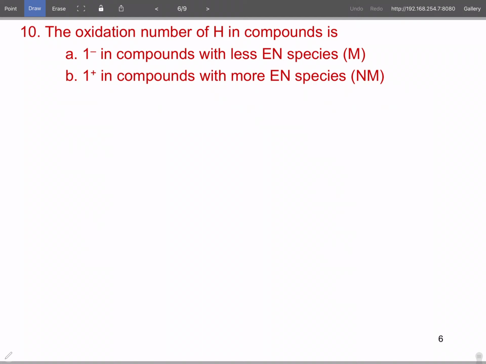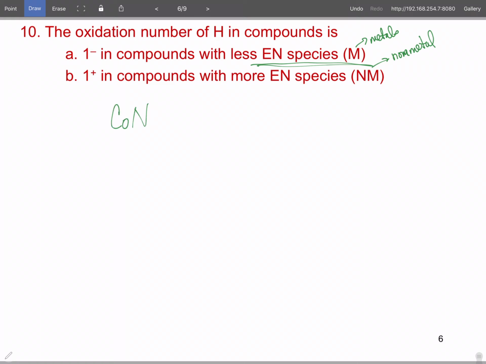Oxidation number of hydrogen in compounds is 1 minus in compounds with less electronegative species, metals. Remember, M is metals. Okay, it's going to be positive when it's in combination with more electronegative species, which are the nonmetals.